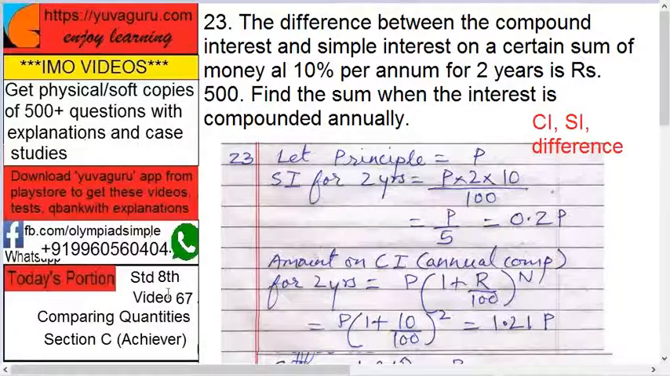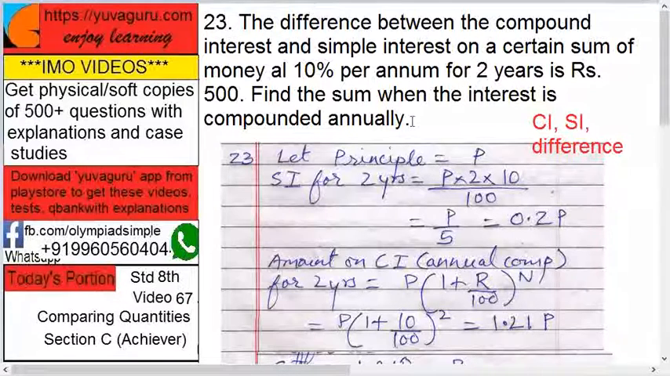Video number 67, Standard 8, Comparing Quantities, Section C, Achiever, Tough. Let's start. The difference between the CI, means compound interest, and SI on a certain sum of money at 10% per annum for 2 years is rupees 500. Find the sum when the interest is compounded annually.